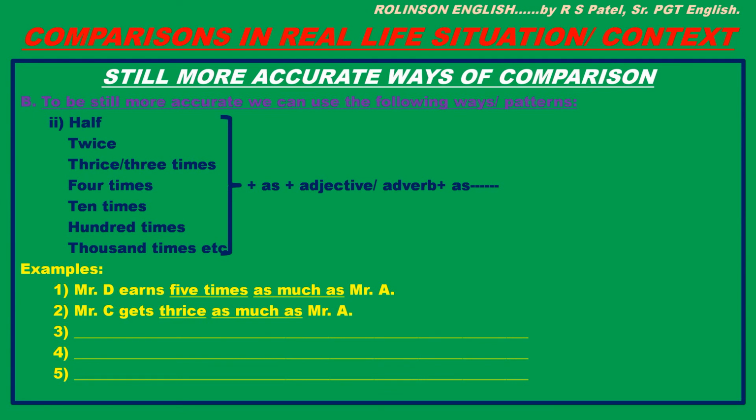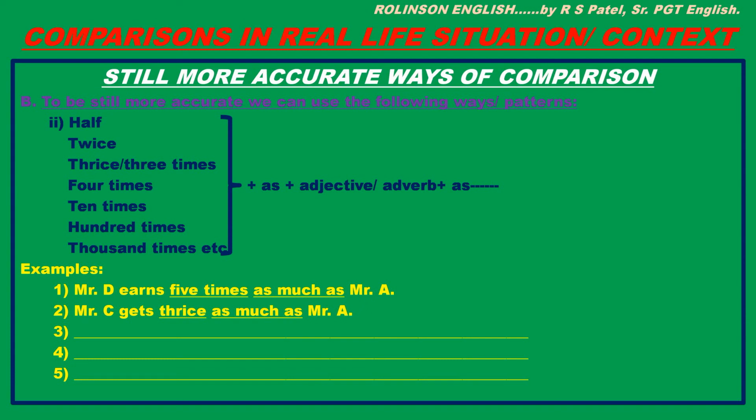Here, see, the positive degree of adjective or adverb may be modified with half, twice, thrice or 3 times, 4 times, 10 times, 100 times or 1000 times and so on. See the examples. Mr. D earns 5 times as much as Mr. A and Mr. C gets thrice as much as Mr. A. Make 3 more such sentences to complete it. This is a more accurate way to express the comparison.